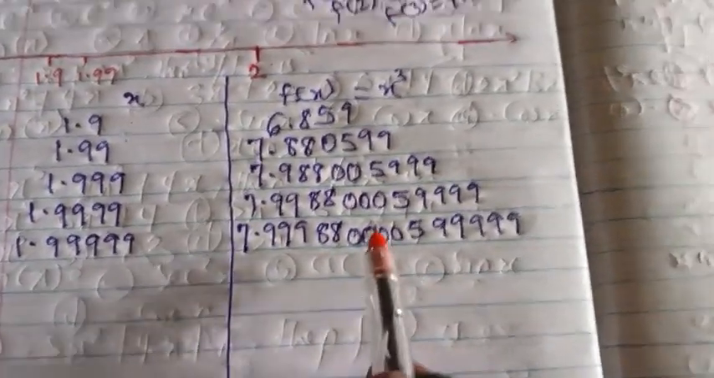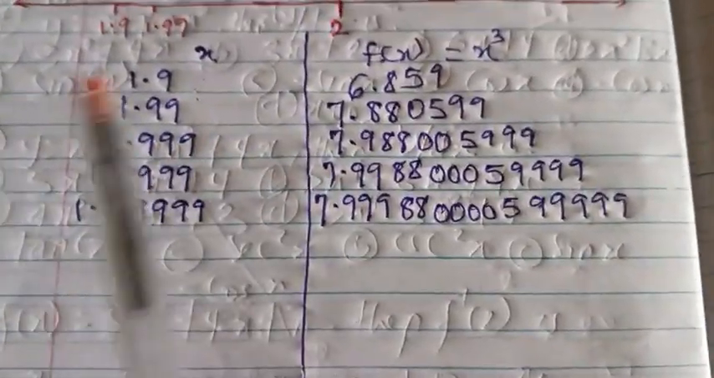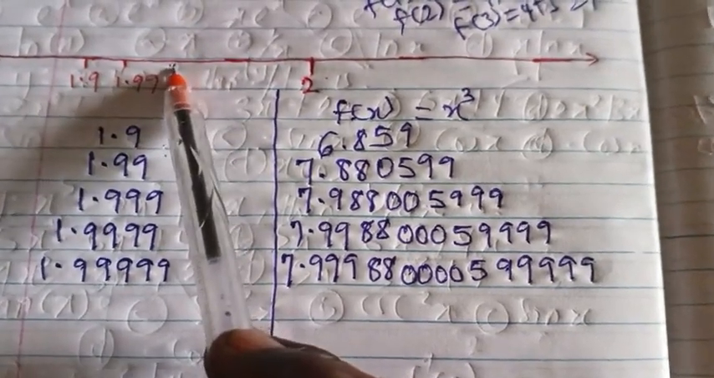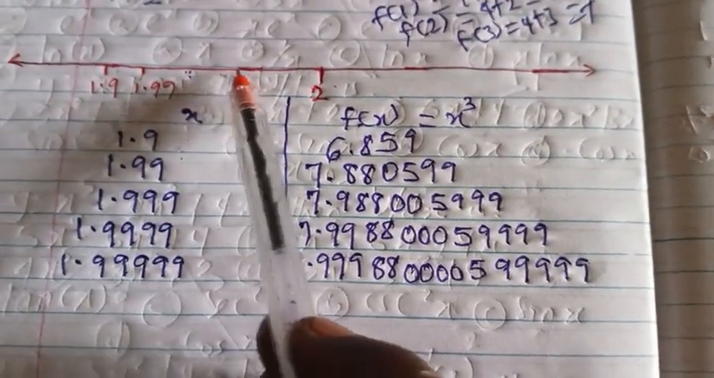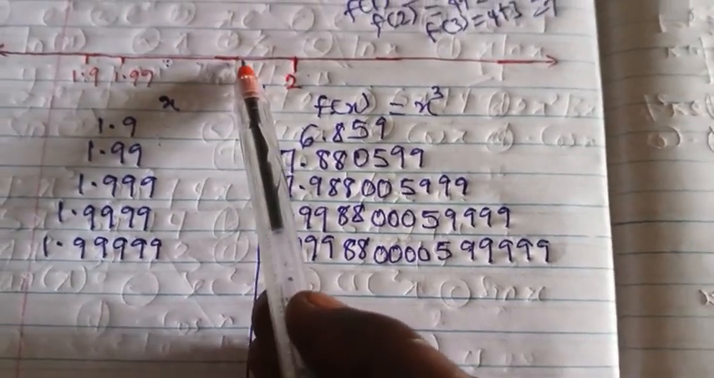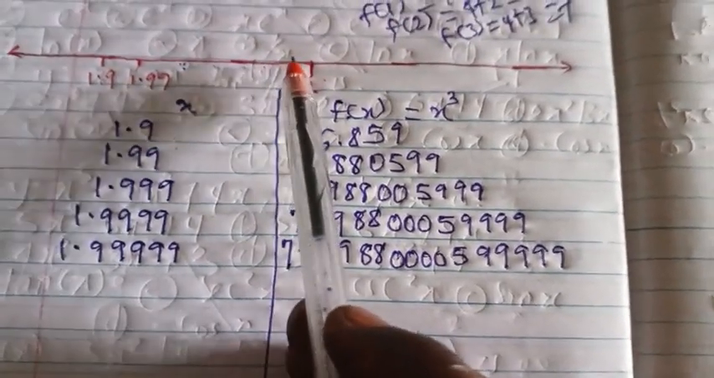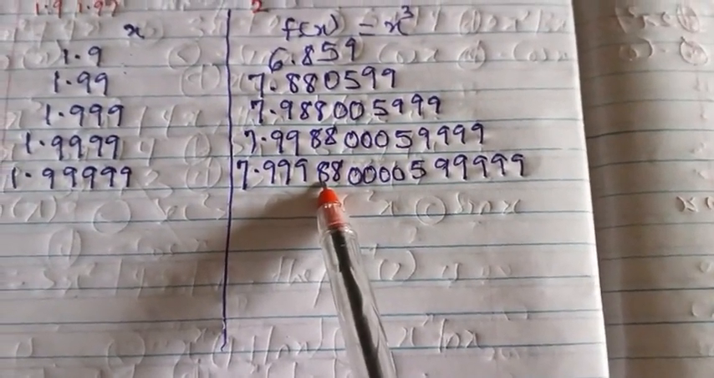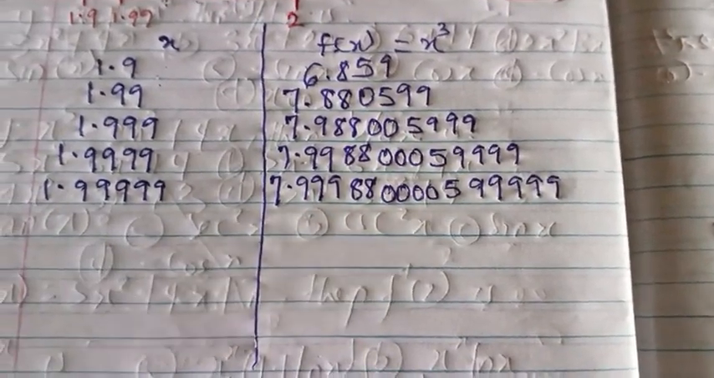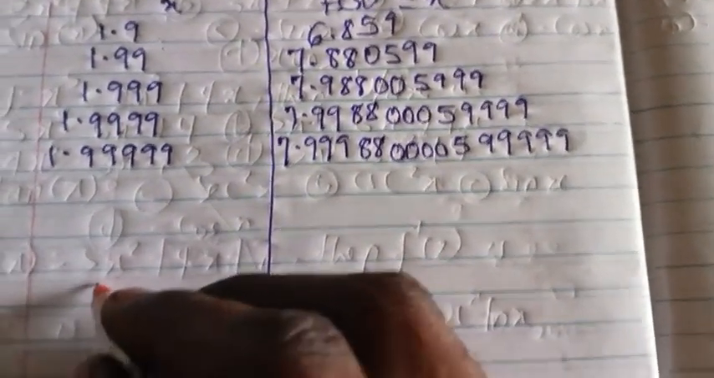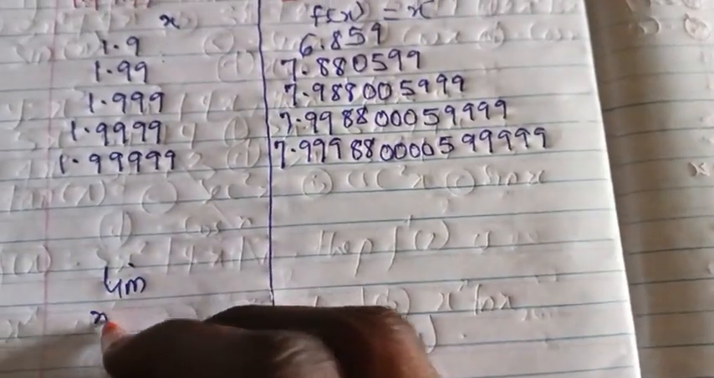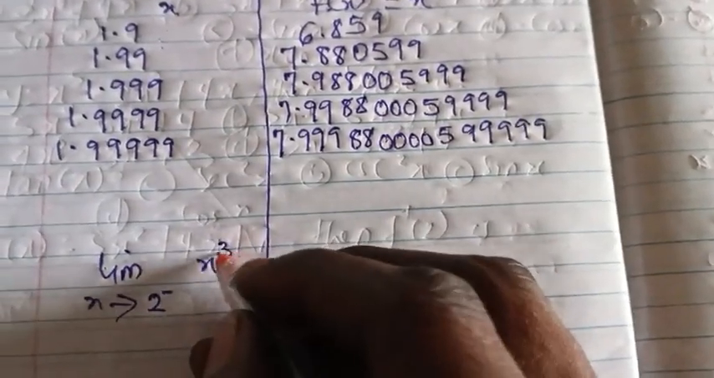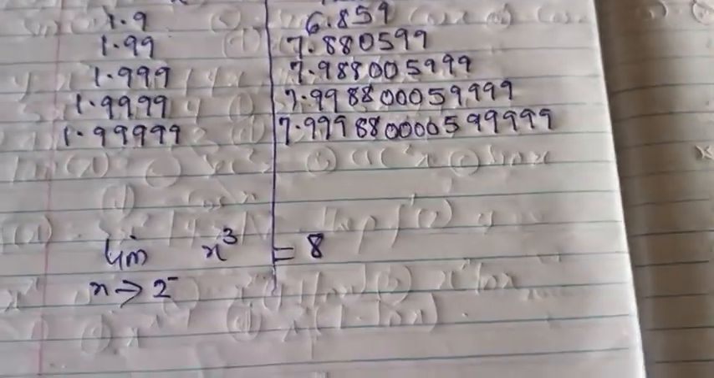Now, one thing we notice, as we are getting closer, my brother, you can bear me witness: 1.999 will be here, and then 1.9999 should be here, and then 1.99999 should be here. As it is getting closer and closer to 2, what is happening to our output? What is it getting closer to? It is getting closer to 8. So we can conclude our limit as x approaches 2 from the left of x cubed is actually 8.